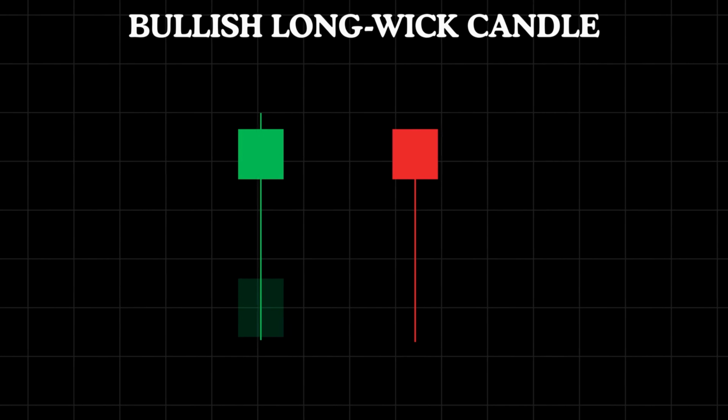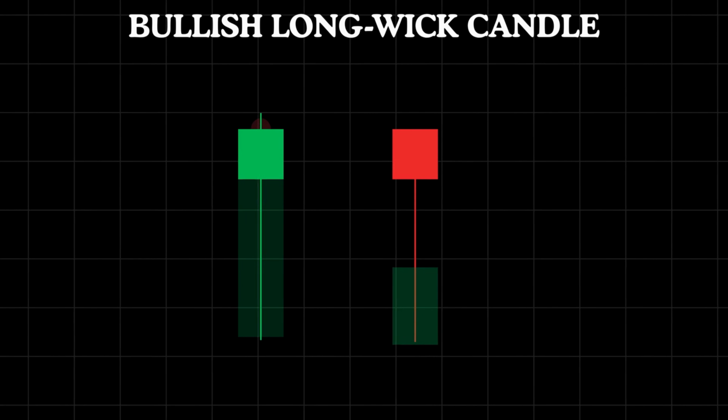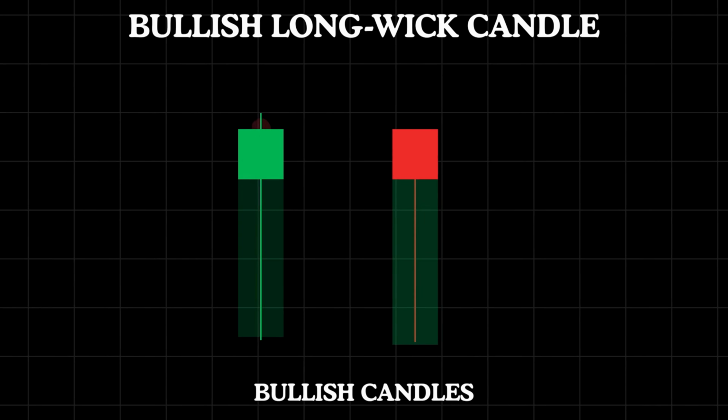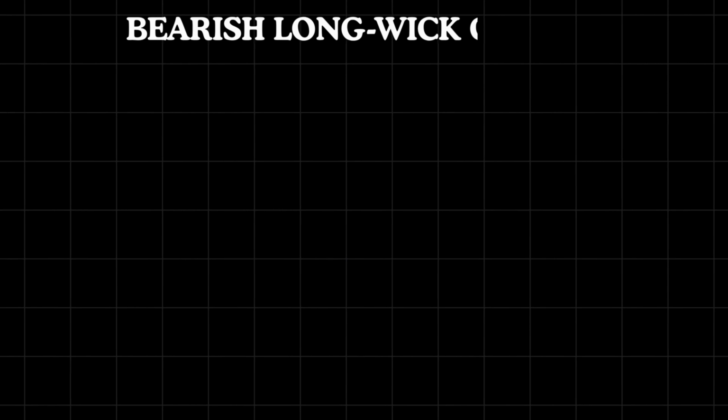Then, buyers step in and push the price back up. The candle ultimately closes near its opening. So, this candle shows us that there is strong buying pressure, and that's why it's considered bullish. The next type is the bearish long wick candle.